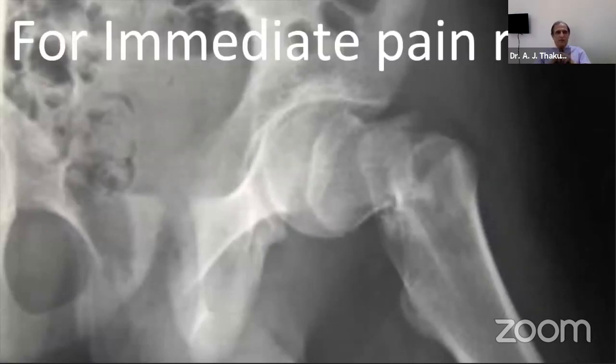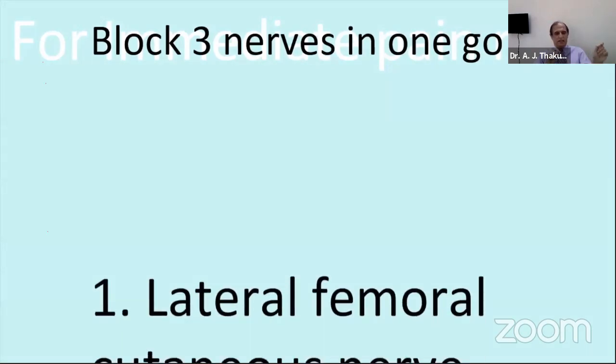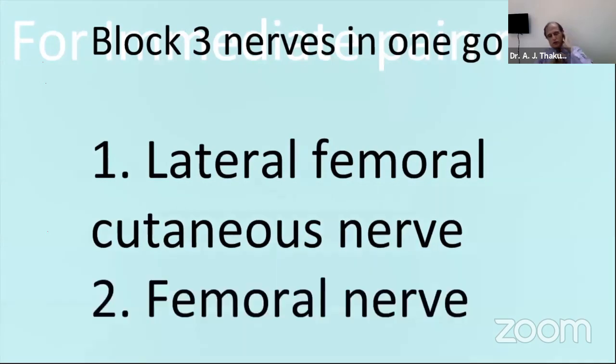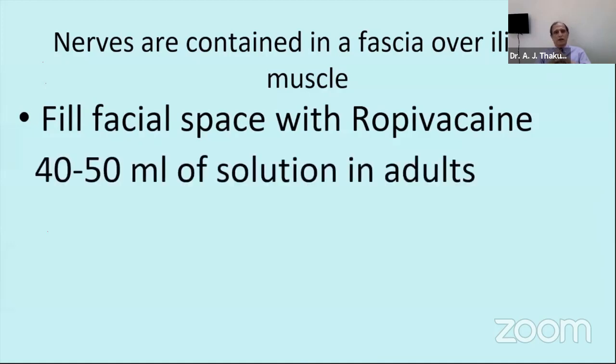For immediate pain relief, we need to block all the three nerves that cause the pain: the lateral cutaneous nerve, the femoral nerve, and the obturator nerve. It is possible to block them in one go because they are all contained in a fascia called the fascia iliacus compartment.